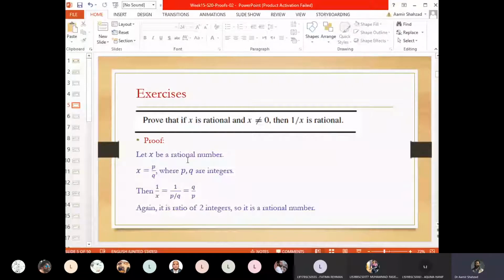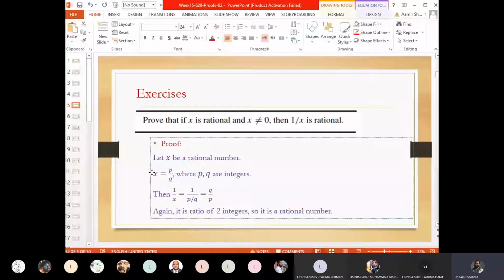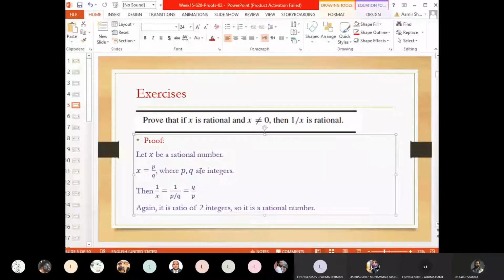So let x be a rational number. If x is a rational number, it means it's the ratio of two integers. So we can write down x is equal to p over q. आप इसको a over b, x over y कुछ भी लिख सकते हैं. So where p, q are integers, so it's the ratio of two integers.